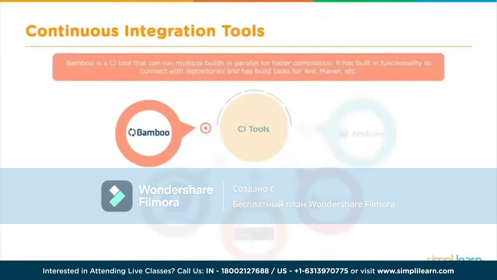So Bamboo is a continuous integration tool that specifically runs multiple builds in parallel for faster compilation. So if you have multiple versions of your software that runs on multiple platforms, this is a tool that really allows you to get that up and running super fast so that your teams can test how those different builds would work for different environments. And this has integration with Ant and Maven and other similar tools.